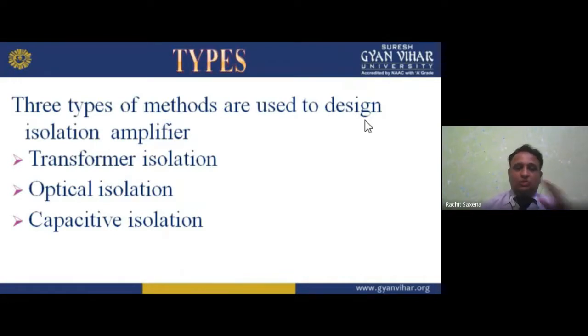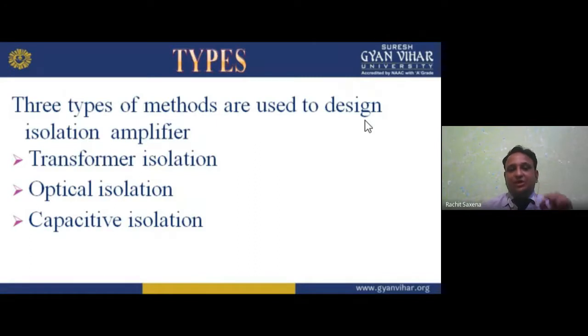Okay, so there are three types of methods used to design isolation. How can we define them? First is the transformer isolation. Second is the optical isolation. Third is the capacitive isolation.